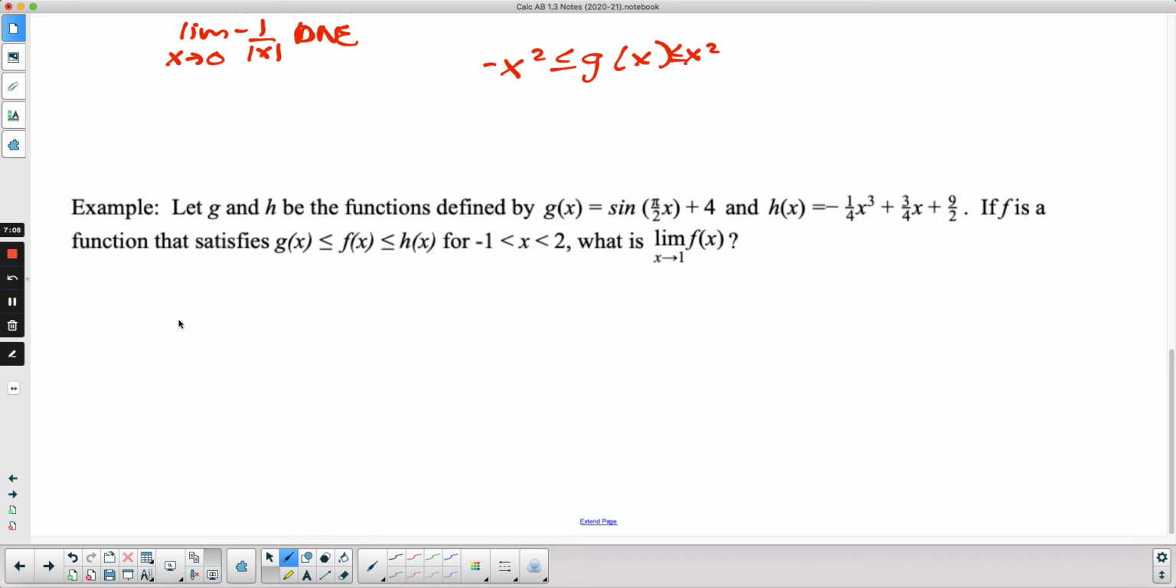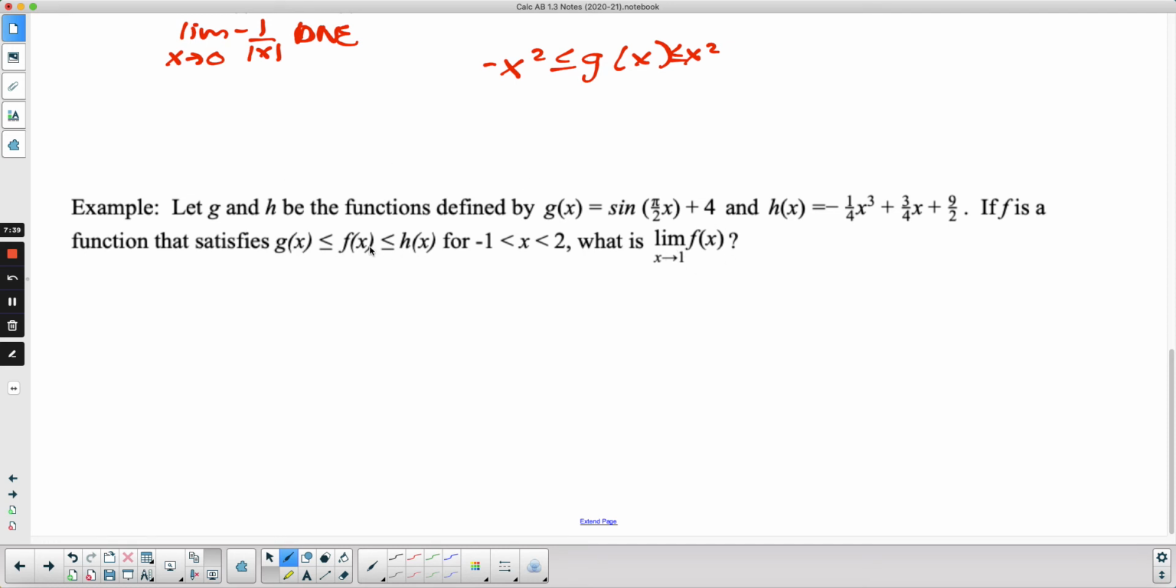All right, here's another way we can use the squeeze theorem. Let g and h be the functions defined by sine of pi over 2x plus 4 and this polynomial, -1/4 x cubed plus 3/4 x plus 9/2. If f is a function, now we know that f is squeezed between these two. For x in -1 to 2, so on the open interval, we know that works. So they've already fulfilled those for us. What is the limit as x approaches 1 of f of x?